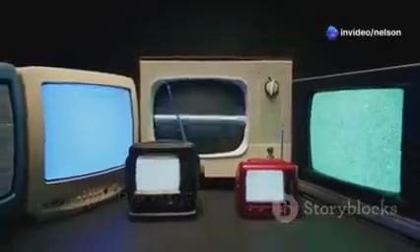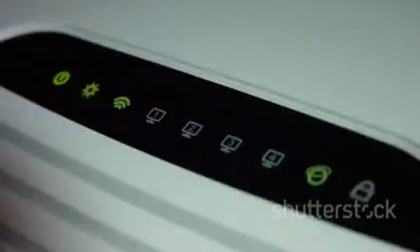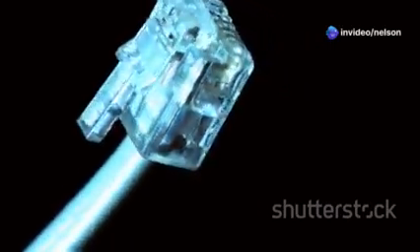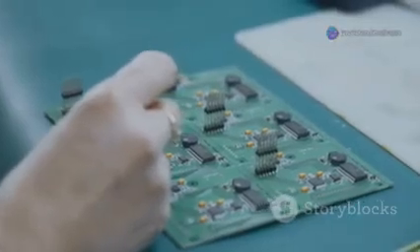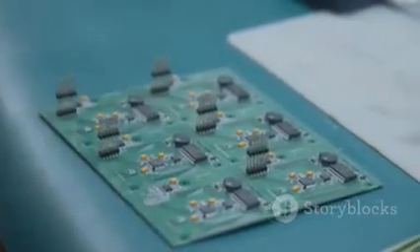As technology advanced, modems evolved at a rapid pace. Dial-up modems, which used the existing telephone infrastructure, became increasingly faster, reaching speeds of up to 56 kbps. However, the limitations of analog lines were becoming apparent. The demand for faster speeds and greater bandwidth led to the development of digital communication technologies.